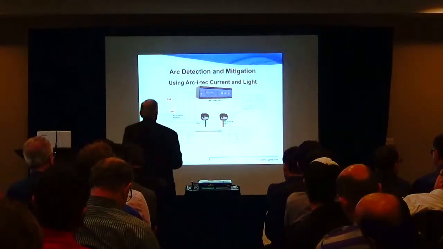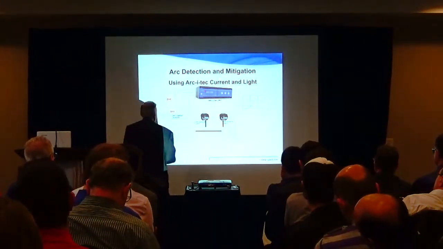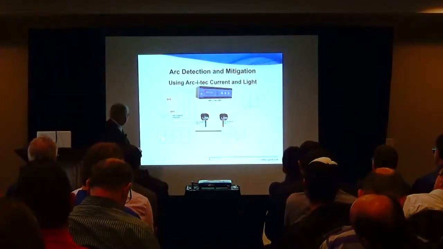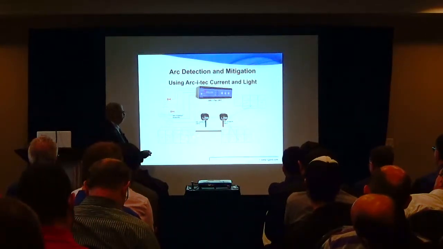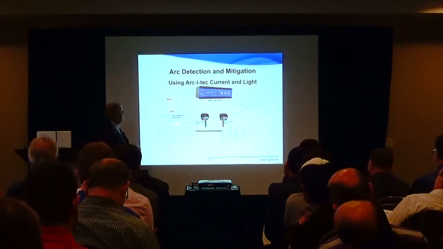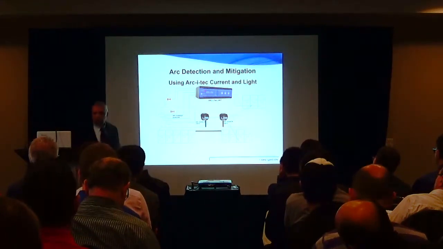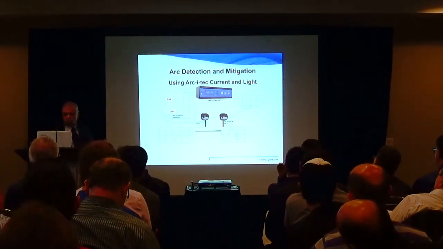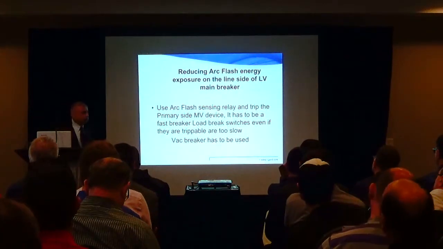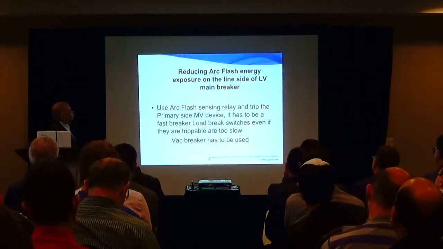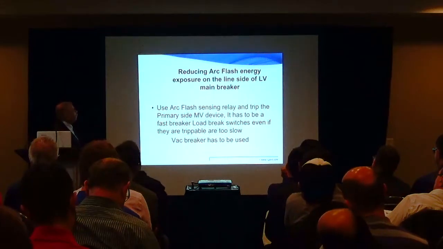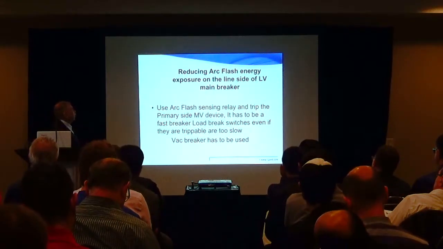So in this case, it's supplied in metal clad switchgear, 15 kV kind of a situation, where optical sensors are distributed in the switchgear in different compartments. And then you have a combination current plus arc detection. So you reduce the arc flash energy exposure everywhere in the low voltage and the medium voltage switchgear.